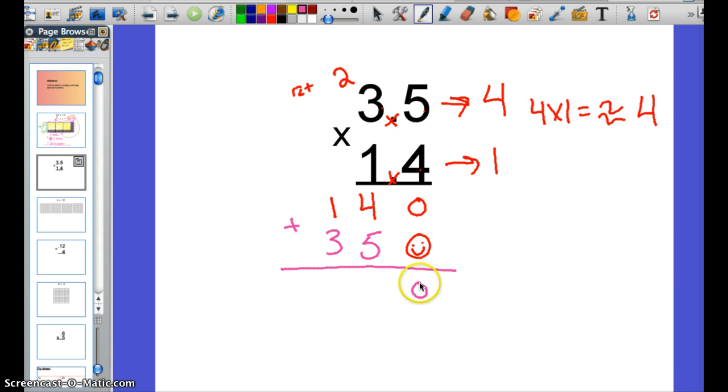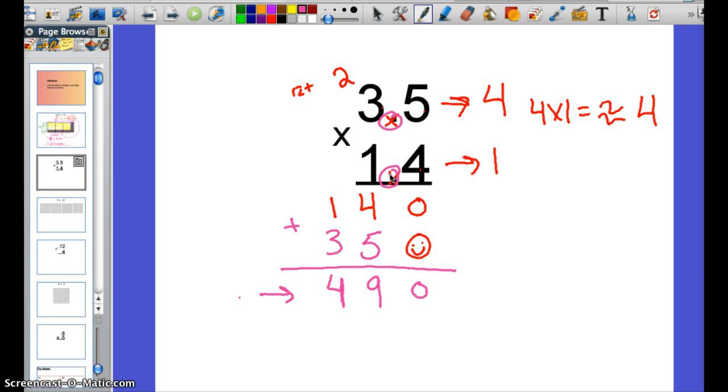Then, because these are our partial products, we add them up. 0 plus 0 is 0. 4 plus 5 is 9, and 3 plus 1 is 4. Now, if you look at our total right here, you'll see that we have 490. You should be thinking to yourself that it makes sense that 35 times 14 would be about 490. But if you remember, we took out the decimals, so we need to account for the decimal places to go back into our number.